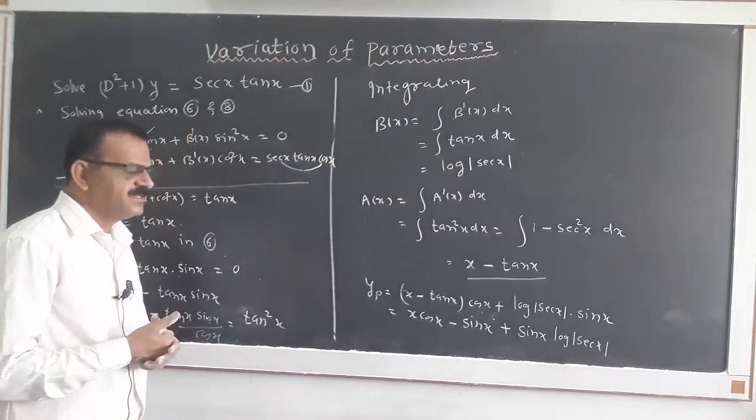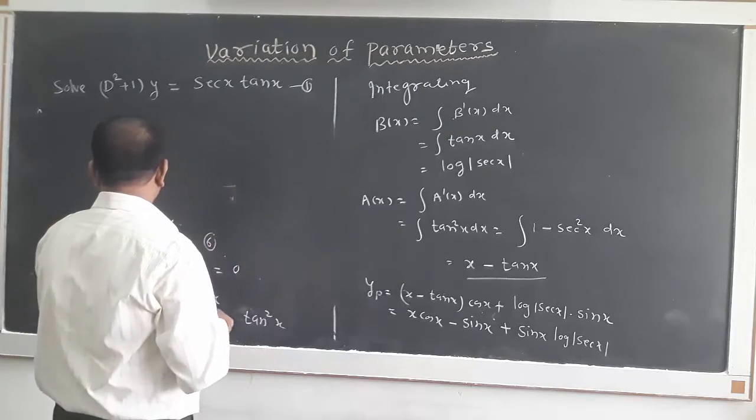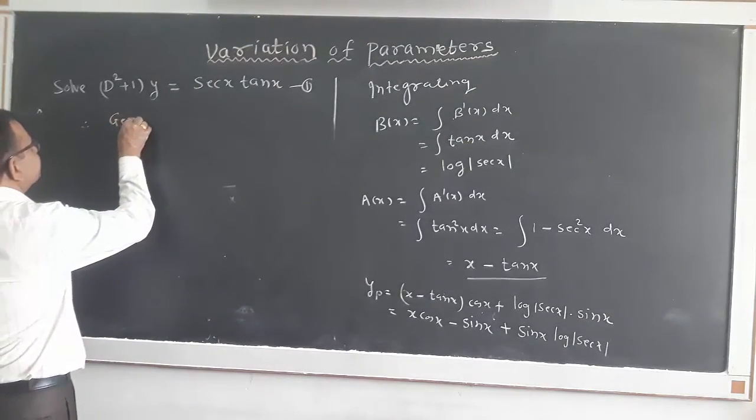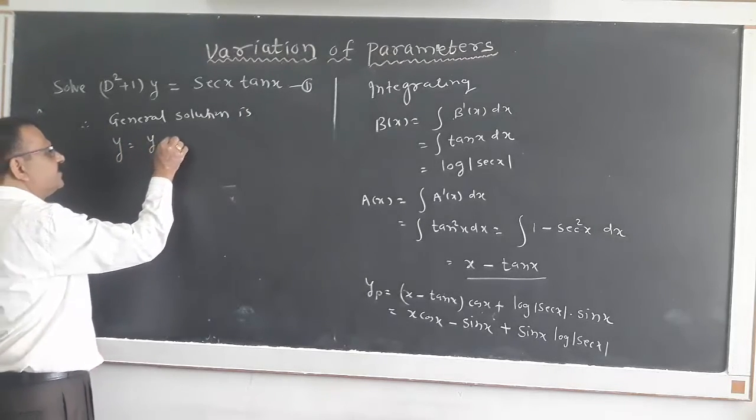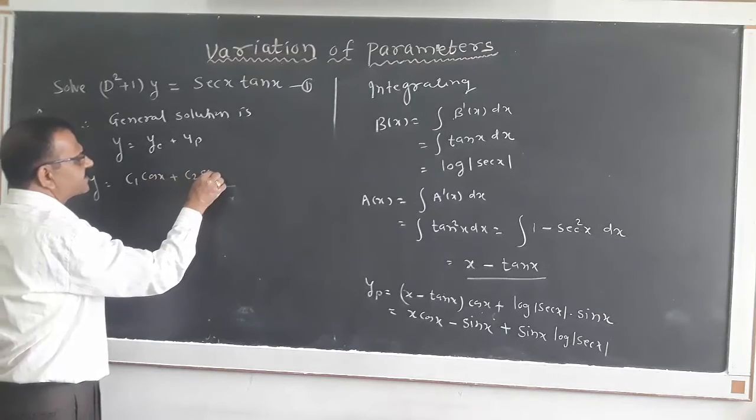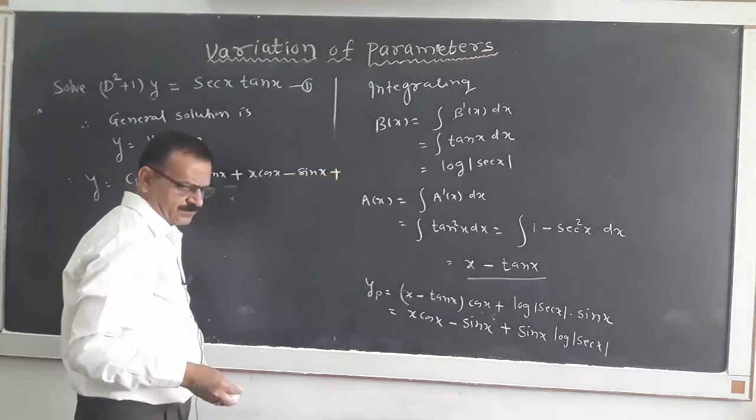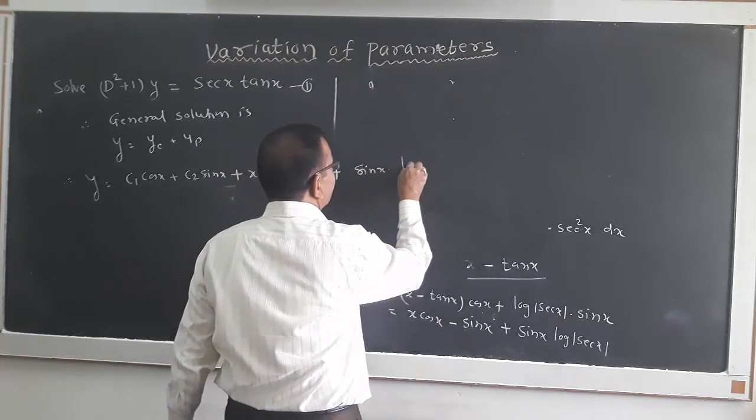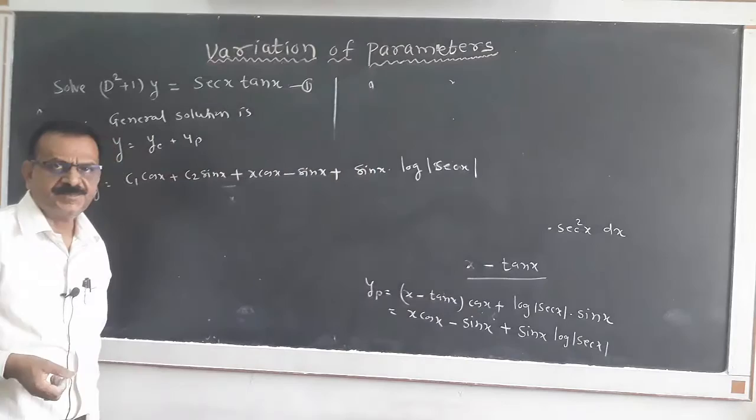And we know that the complementary function is c1 cos x plus c2 sin x. And therefore, the general solution of the given differential equation is y equal to yc plus yp. And therefore, y equal to c1 cos x plus c2 sin x plus x cos x minus sin x plus sin x into log of mod of sec x. This is the general solution.